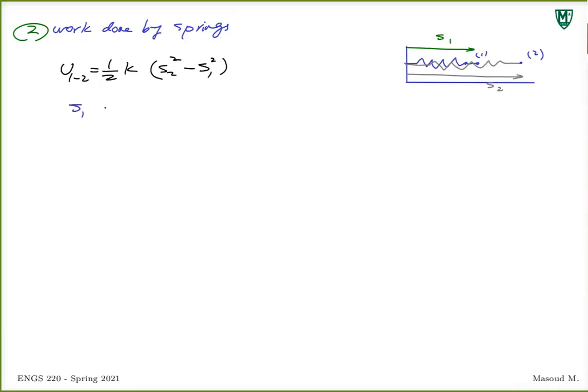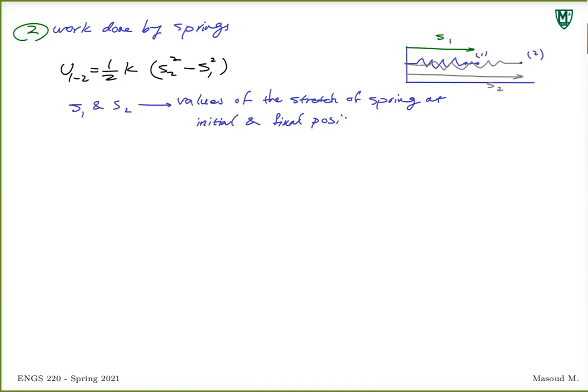Adding a few things just to make sure that things are not missing. S1 and S2, you can think about them as values of the stretch of the spring at the initial and final positions, right? And k being, hopefully you remember that a little bit from statics.